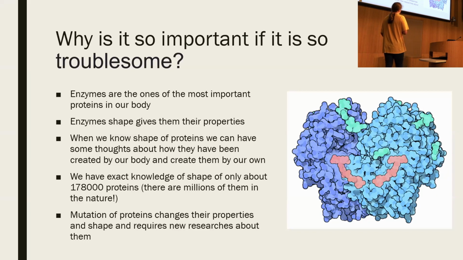And because of it, even the smallest mutation can seriously affect the enzyme's properties. Also, when we see the shape of an enzyme and know which atoms it is built up from, we can have a thought about how it was created by our body, and we can create it by ourselves. Also, in ratio, we know the exact shape of a very small percentage of enzymes. We know about like 100 thousand, out of a lot of millions of enzymes.